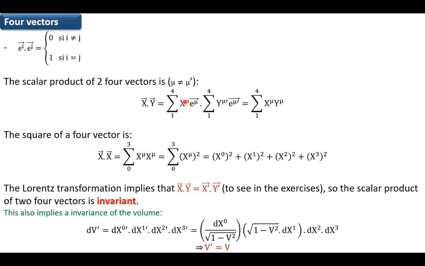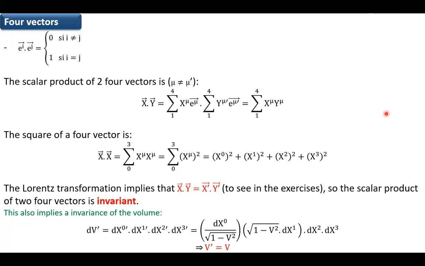Then you switch to 1. x1 e1 should be multiplied by y1 e1, y2 e2, etc. Since if i is different from j, the product is 0, you will end up with the sum of x mu, y mu, the same mu. So it's x1 y1 plus x2 y2 plus x3 y3, etc.